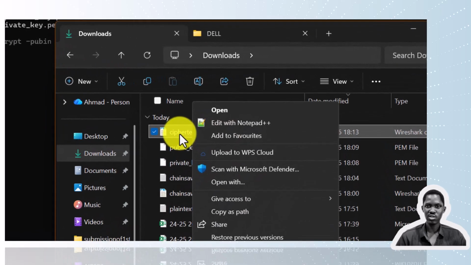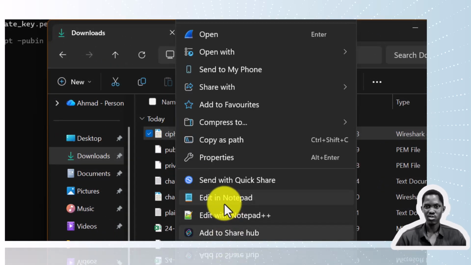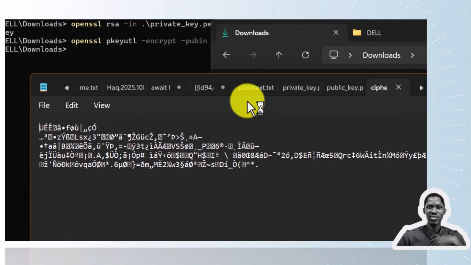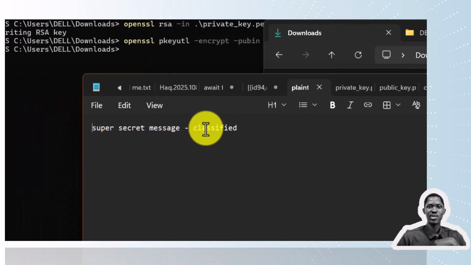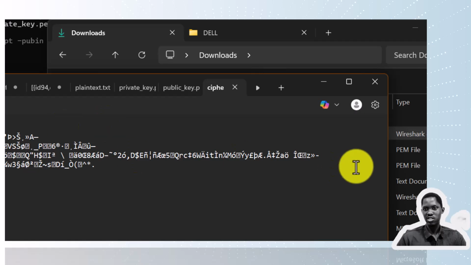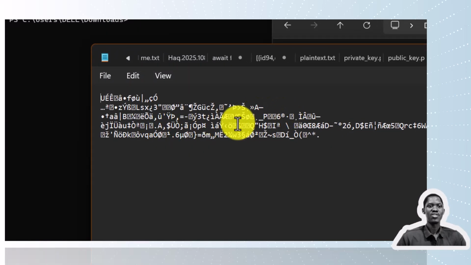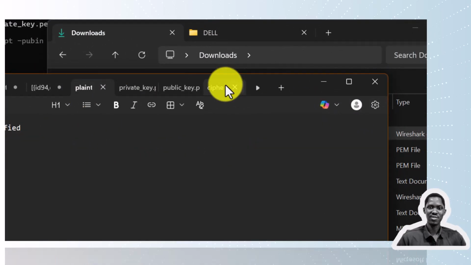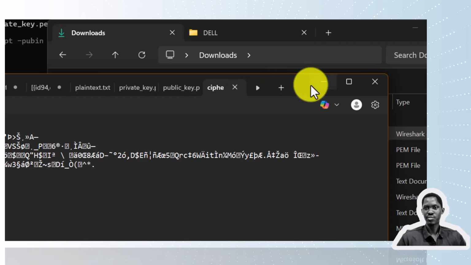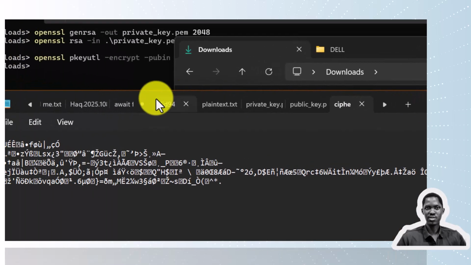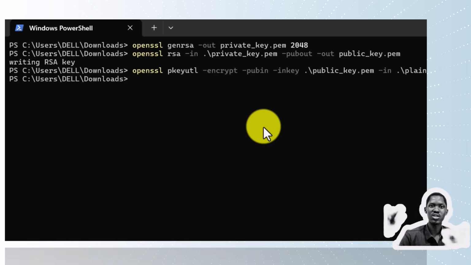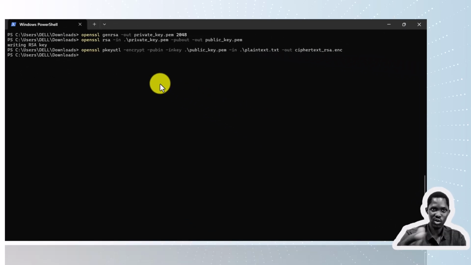You can try to see the content and use your notepad. You can see that it is very unintelligible. We went from this super secret message classified to this. There's no way anybody can just come from this and get this, right? So let's now decrypt. We are decrypting basically through the same process, but in the other way around.